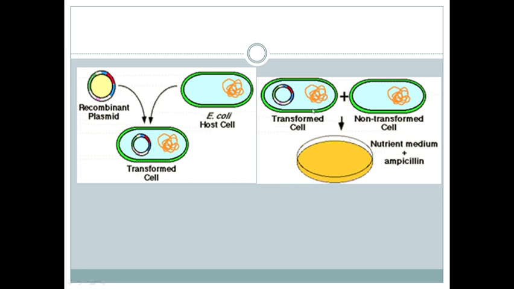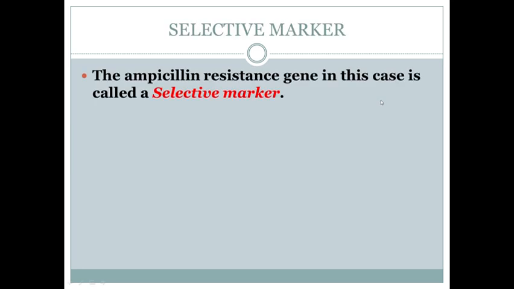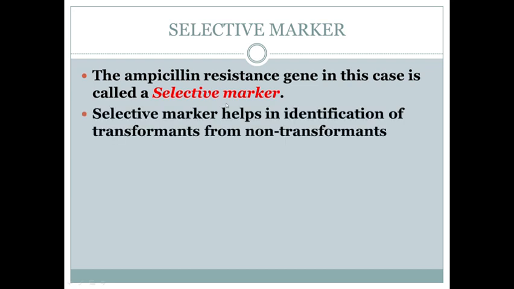So this cell here is the transformed cell, and this cell which lacks the recombinant DNA is the non-transformed cell. This ampicillin resistance gene, which helped us in distinguishing the transformed cells from the non-transformed cells, is called a selective marker. So the ampicillin resistance gene in this example which we discussed just now is the selective marker. Why? Because it enabled us to identify transformants from the non-transformants.